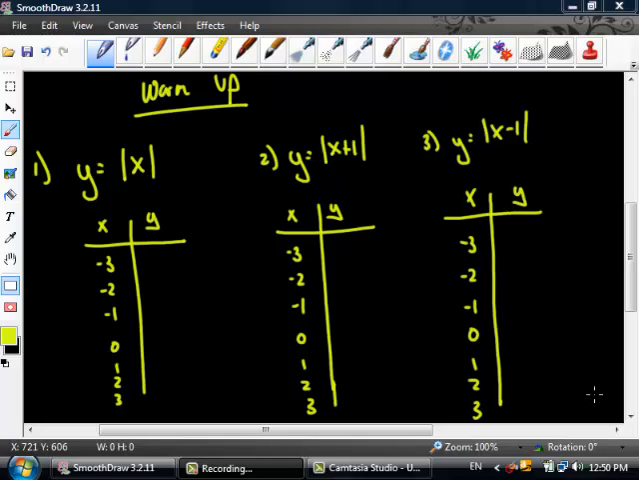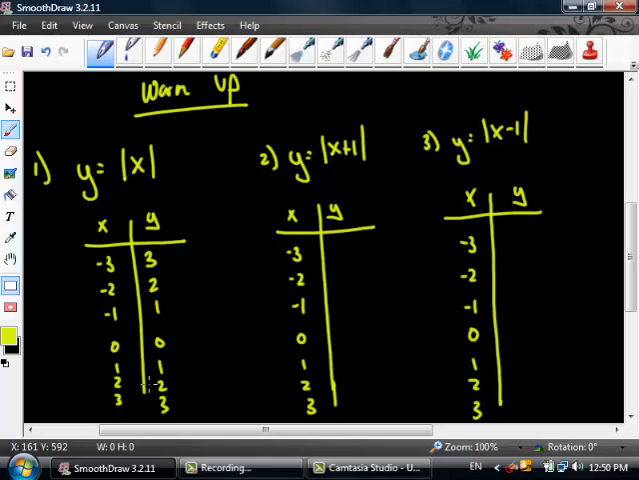Okay, so let's take a look at the warm-up. This is absolute value equations. Can someone raise their hand and read off all 7 values of the parent, what we call the parent function, which is the original function? Aaron, go ahead, please. For the first one, 3, 2, 1, 0, 1, 2, 3.